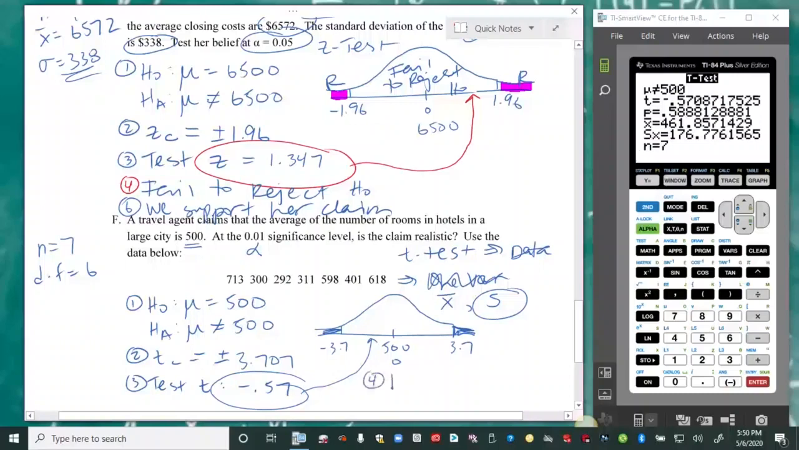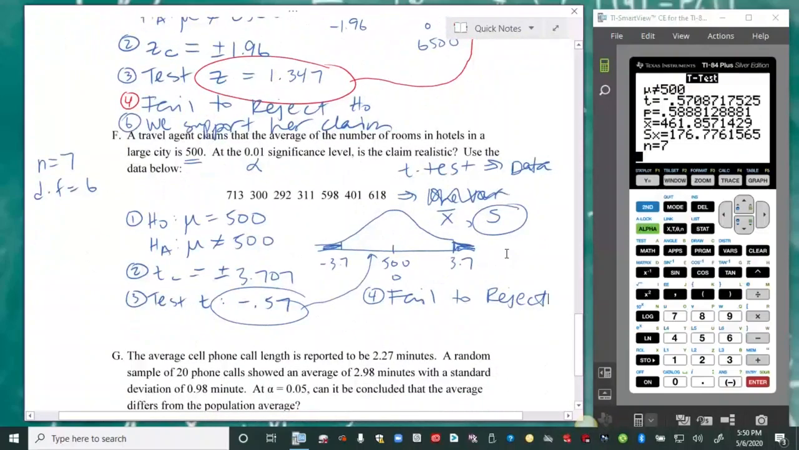Step number 4, fail to reject. Possible type 2 error. Pretty small sample size, right? So we would definitely want a larger sample size on that one. Is the claim realistic? We do support the claim. Step number 5, we do support the claim.